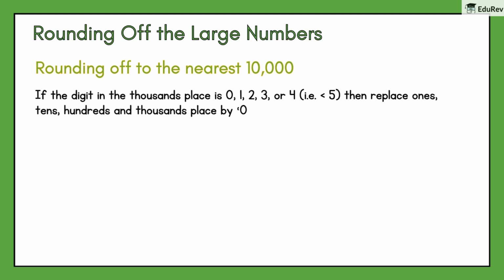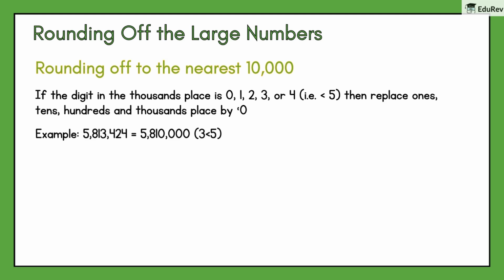If the digit in the thousands place is 0, 1, 2, 3, or 4, that is less than 5, we replace ones, tens, hundreds and thousands place by 0. For example, 5,813,424 rounds down to 5,810,000 since the thousands place is 3.